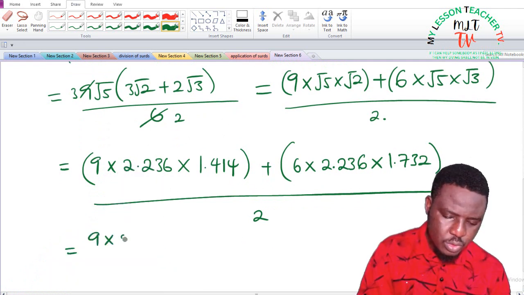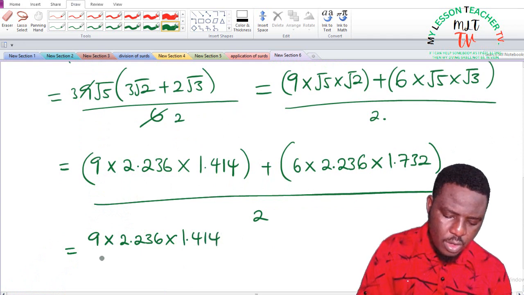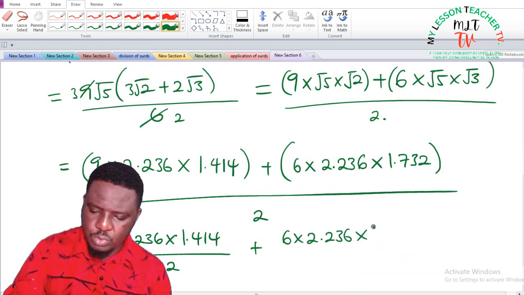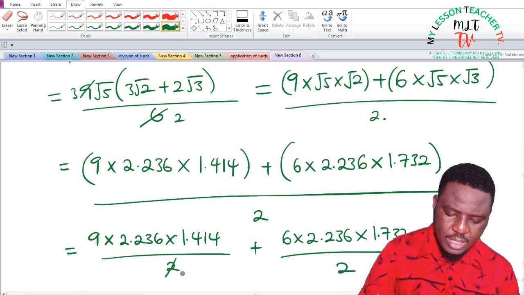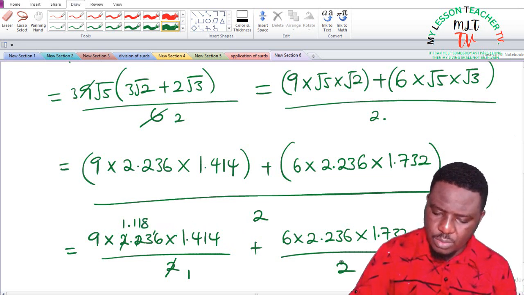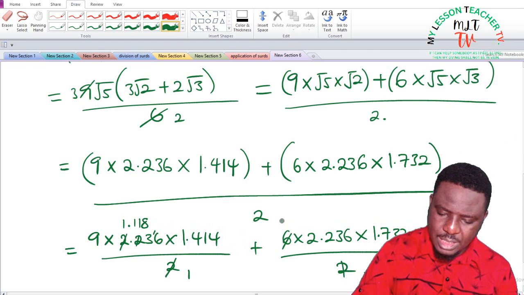So this can be said to be equal to, I can still simplify this to be 9 times 2.236 times 1.414 divided by 2, plus 6 times 2.236 times 1.732, all divided by 2. 2 can divide itself, 1. 2 into 2.236 is 1.118. 2 into 6 is 3. 2 into 1.414 is 0.707 and so on. I will do the same here. 2 into 6 is 3.